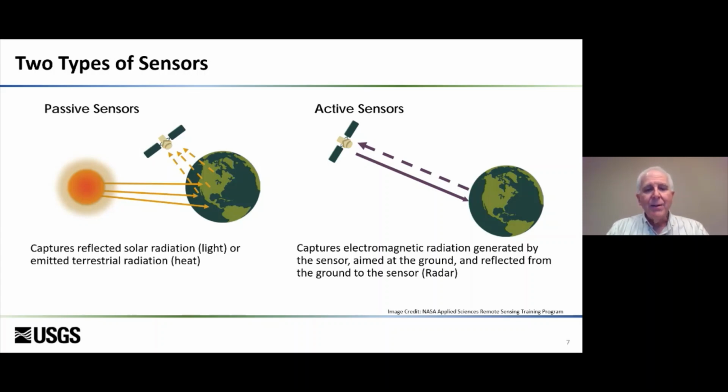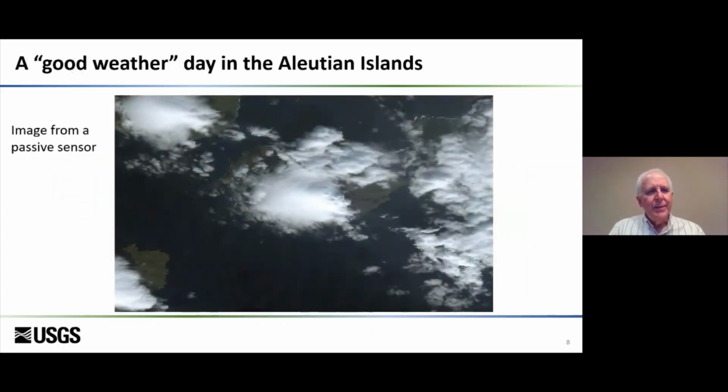We also have active sensors where the sensor itself creates a pulse of energy that, in this case, goes from the satellite down to the Earth's surface, bounces back up, and is acquired or picked up by that same sensor. So radar is a good example of an active sensor.